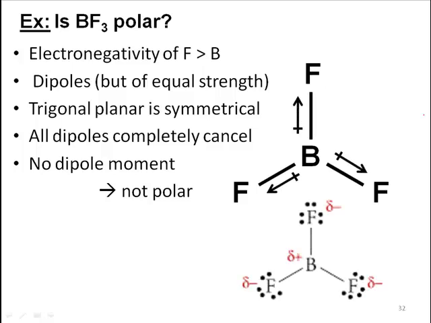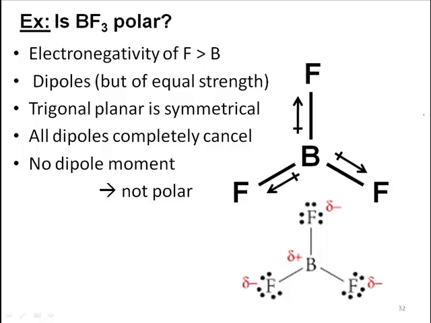All right, BF3. BF3 is a trigonal planar structure. It's got 3 electron domains. The electronegativity of F is much greater than B. They all have dipoles, but trigonal planar is a symmetrical shape. All dipoles completely cancel, so there is no dipole moment, and it is not polar.